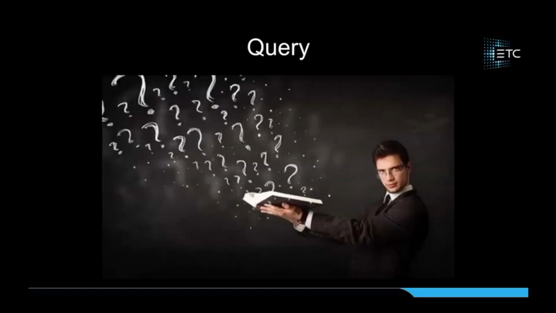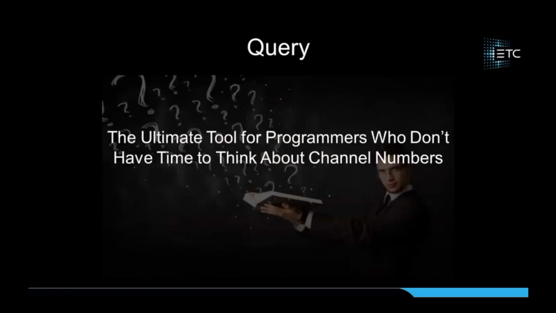So query, if you're not familiar with query, it gives you a channel selection based on criteria that you set. And it will give you an error if your criteria didn't return anything. So query is an incredibly powerful tool that lets you not worry about channel numbers. Again, channels are extremely important in EOS, but that doesn't mean you have to memorize all the numbers or even think about all the numbers.